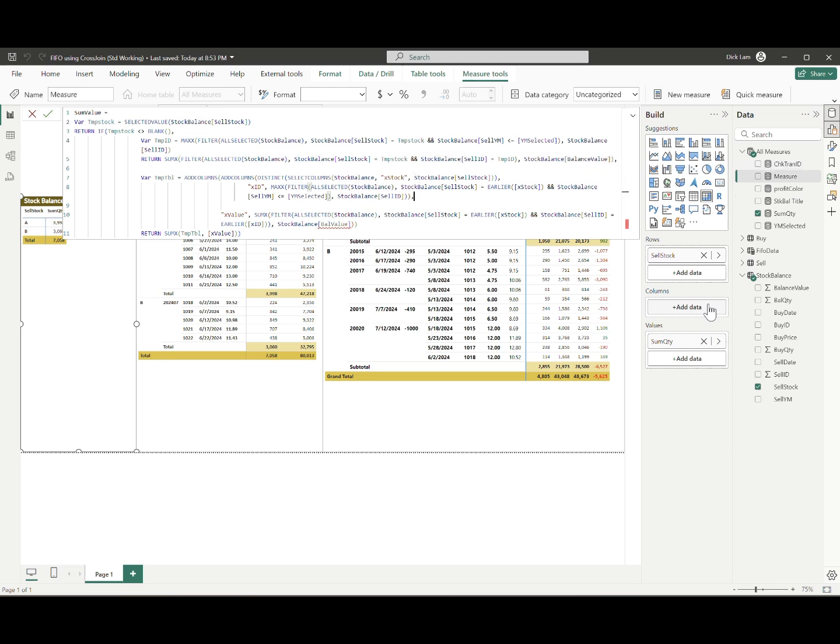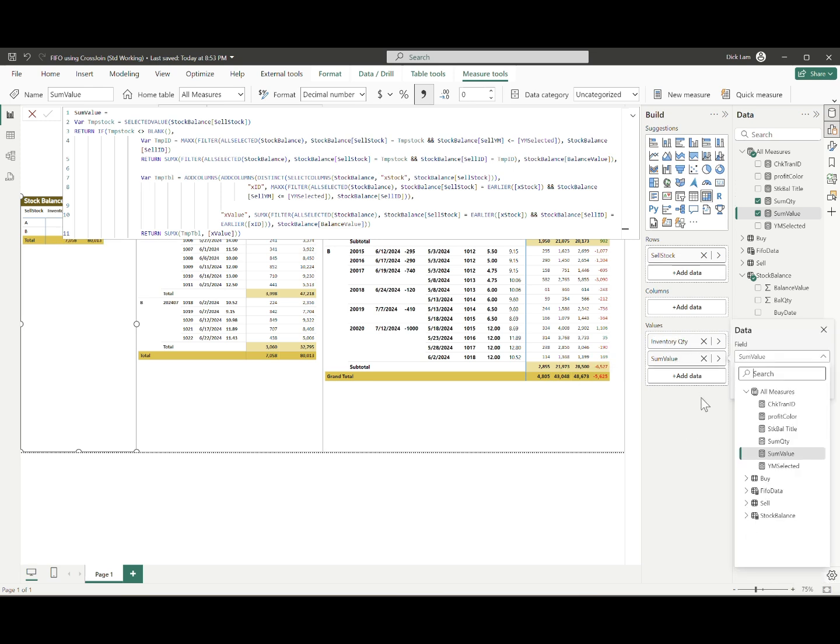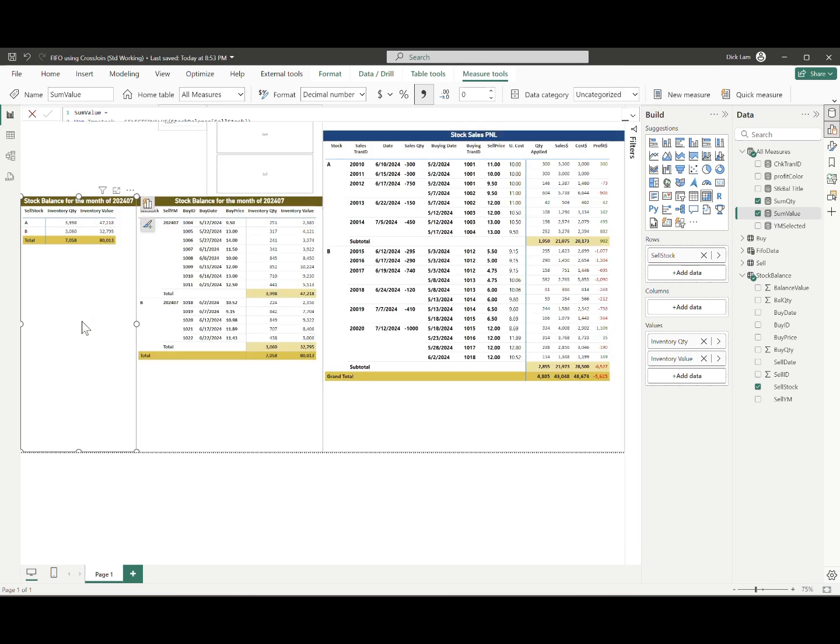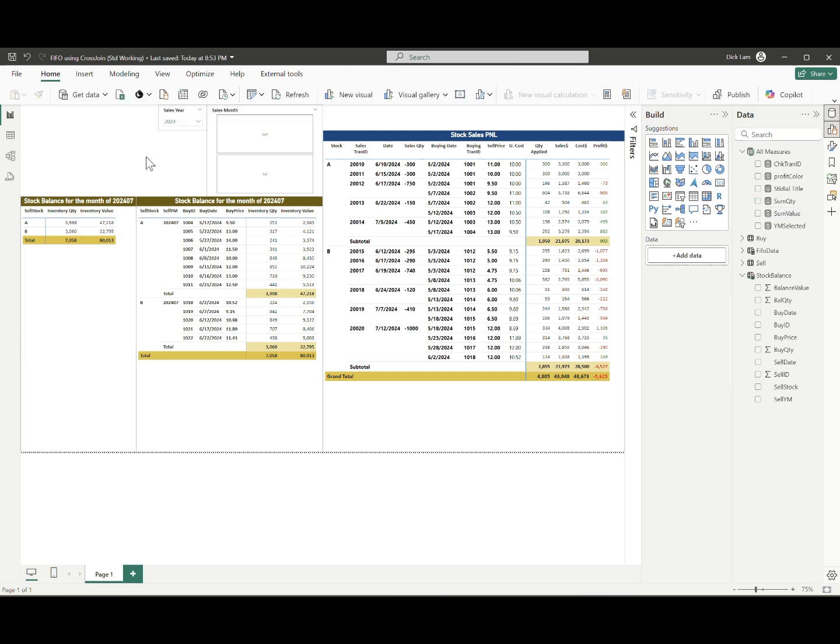Then the next step is to copy the whole set of formula to a new measure, some value. Okay, balance value. All right, and then I add a comma, 0, and add to here. All right, and change the column name, inventory quantity. Inventory value. Okay, let's see, X0013, X0013, 4721X, 4721X, 32795, 32795. They are all tied up.